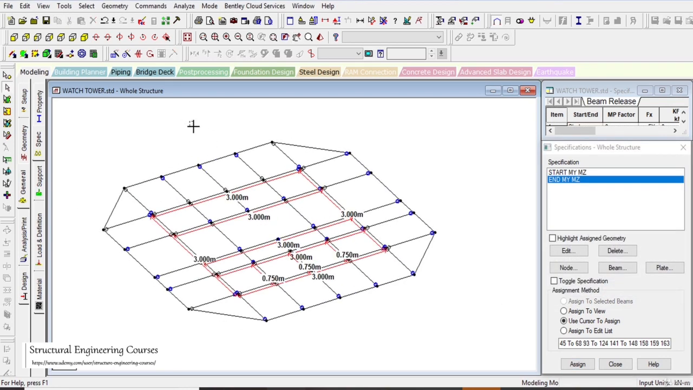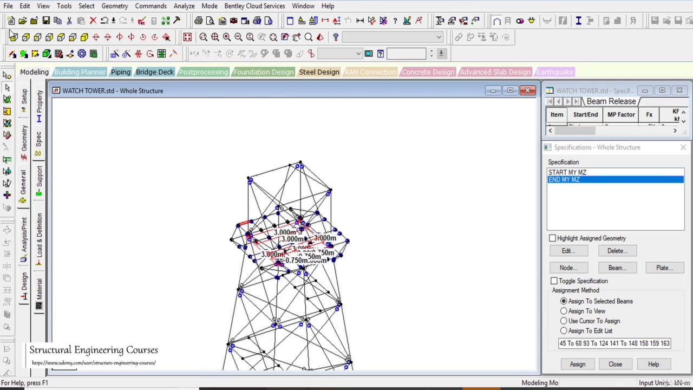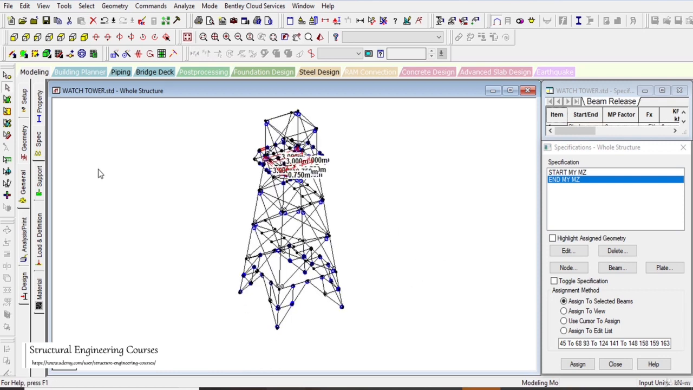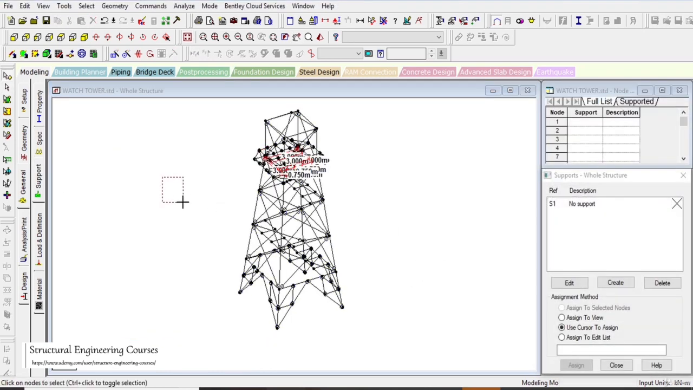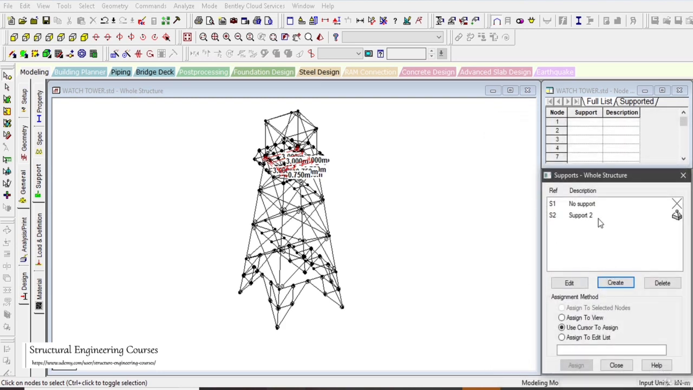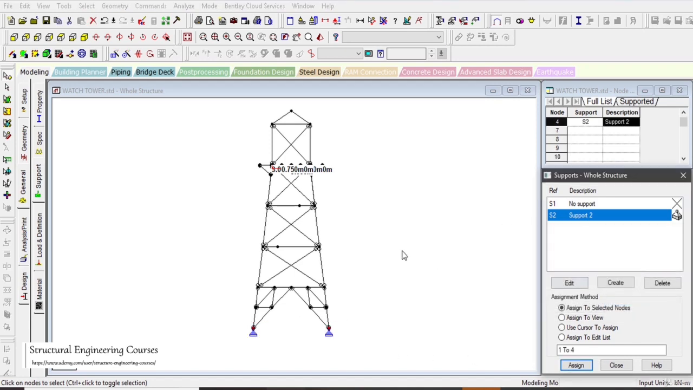So now this release approach is correct, and the releases have also been assigned to the bracings here. So now all of the releases have been assigned. After that, we can go to the support here. So for this type of criteria, it is desirable that we go ahead with pin support only, not fixed support.